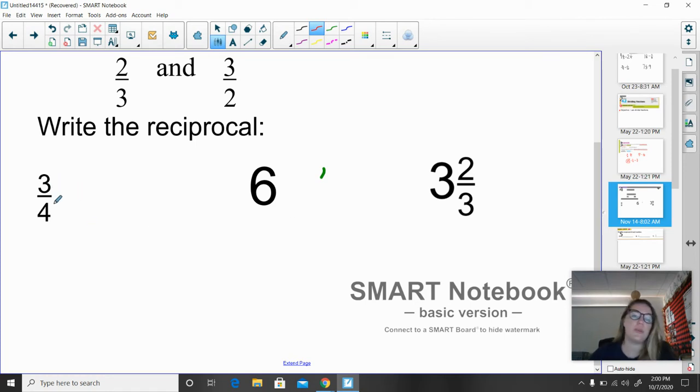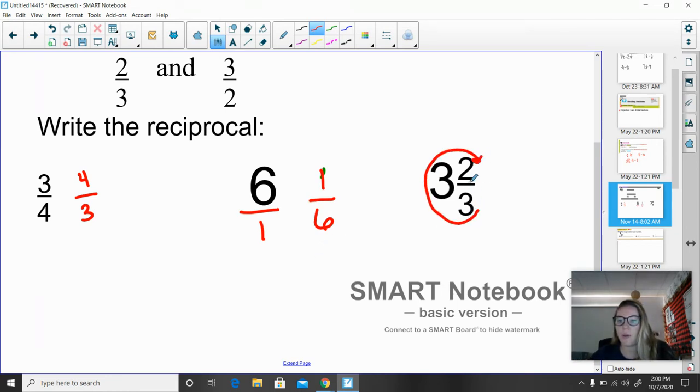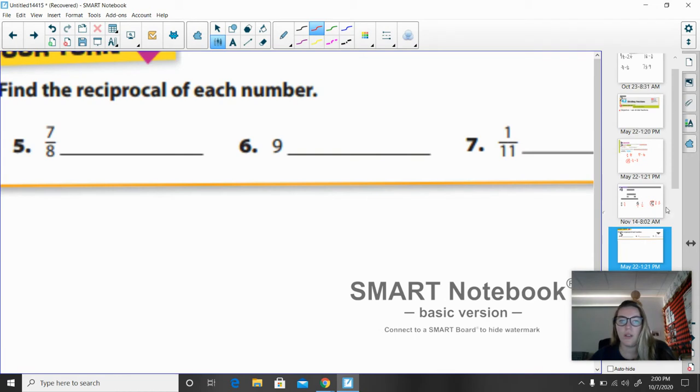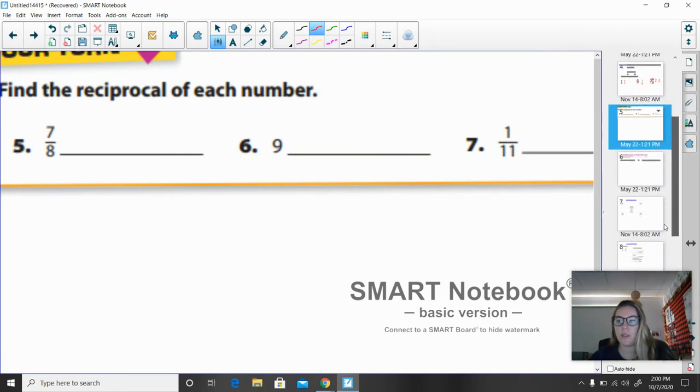So 3/4 is super easy. We put the 4 on the top, the 3 on the bottom. The reciprocal of 3/4 is 4/3. 6 is a whole number, so we have to turn it into an improper fraction first, and then we can flip it over and we get 1/6. And then with mixed numbers, remember we have to do that cartwheel first. 3 times 3 is 9, plus 2 is 11, so I get 11/3. And then I can find the reciprocal by flipping it upside down. I think we're good with reciprocals.